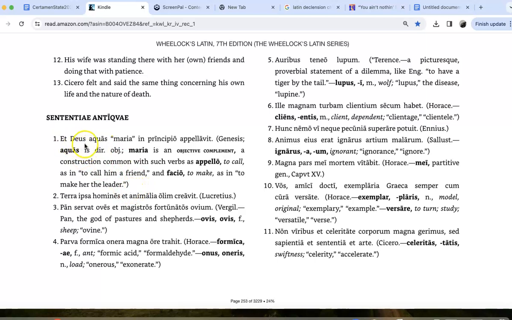All right, let's begin. Deus aquas maria in principio appellavit. So here we have from the book of Genesis, from the Vulgate, translated by Jerome in the 5th century into Latin. What do we have here? And God called the waters the sea in the beginning. Once again, you can change the word order stylistically. I tend to keep my translation somewhat literal so you can follow the grammar. Et means and. Deus is God, so we capitalize it.